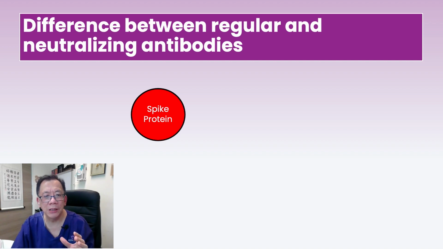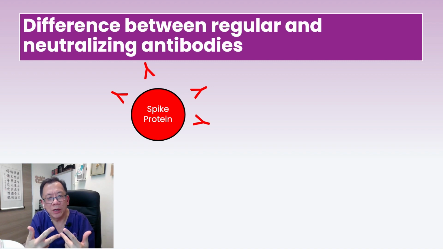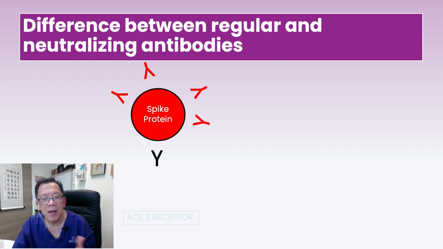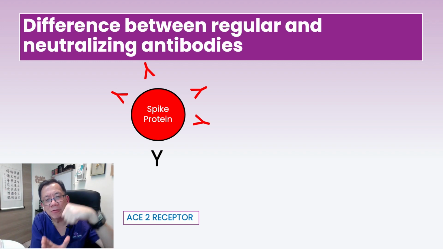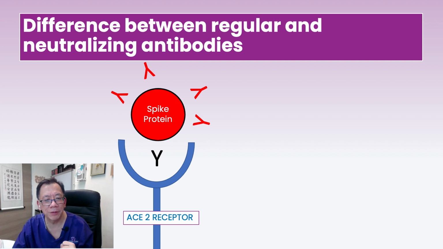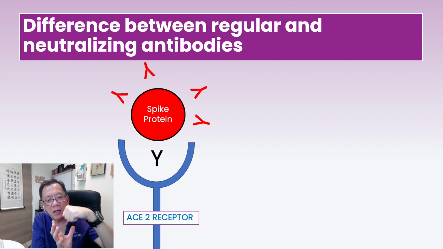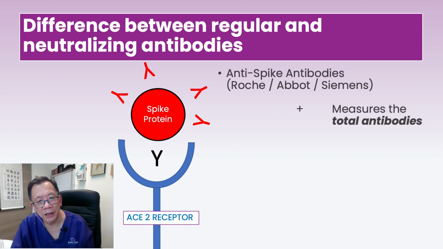You have the spike protein here, and antibodies will bind to the spike protein from all angles of it. It could be at the top, bottom, left, right, everywhere. But some of the antibodies bind to the area where they interact with the receptor, and you see the receptor as the ACE2 receptor here. You realize that the antibodies that are black in color will prevent the binding of the spike protein to the human ACE2 receptor. When that happens, the virus cannot enter the cell and it becomes a blocking antibody.